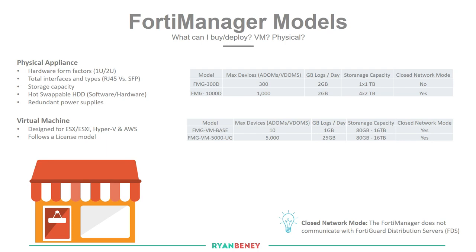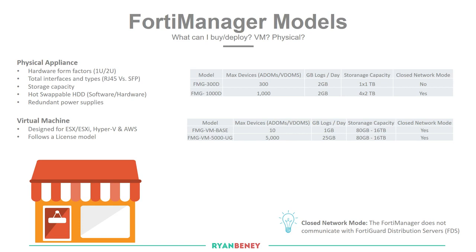Redundant power supplies. I've just put together two FortiManager examples of two models there. You can see the FortiManager 300D. It has 300 ADOMs or VDOMs, and it can do up to 2 GB a day on logs. Whereas the FortiManager 1000D, again, 2 gig of data a day, which is quite a lot, and of course 1000 VDOMs. As you get to more of the enterprise, the higher end, it can do more than 2 gig a day.